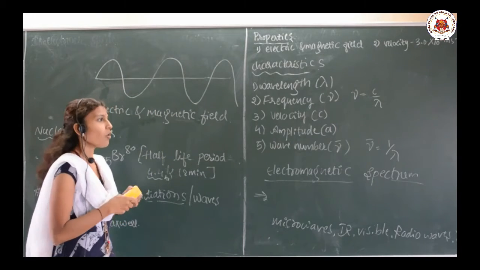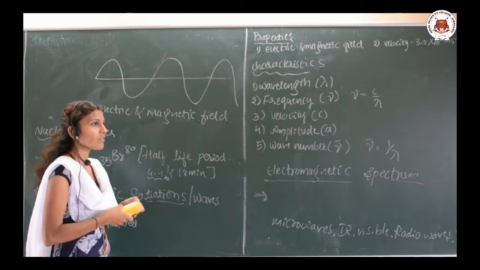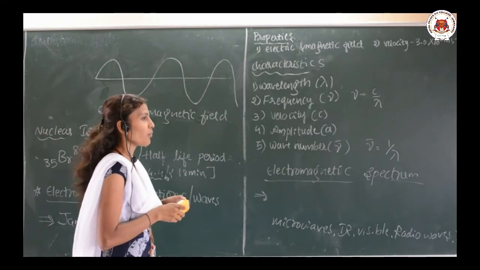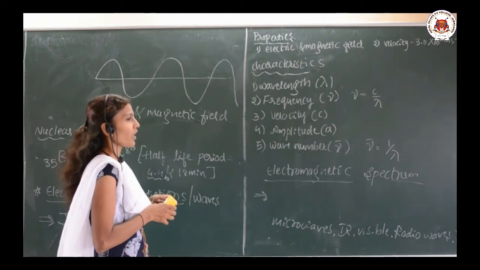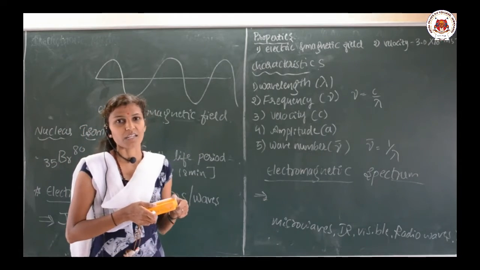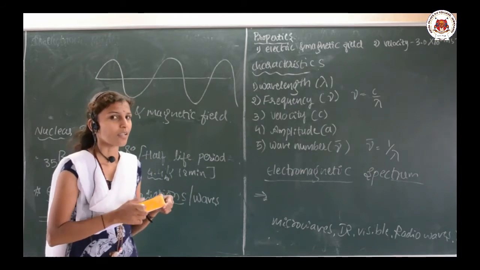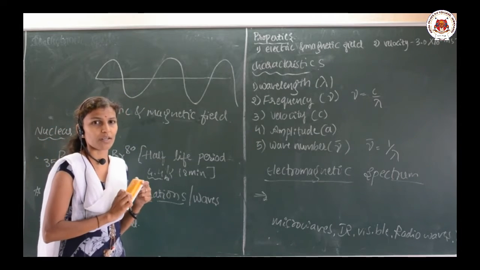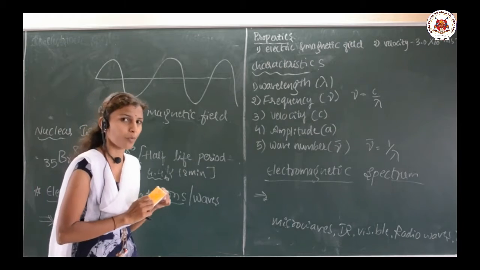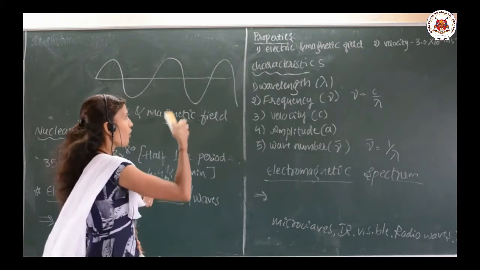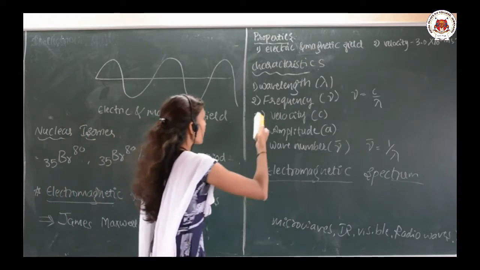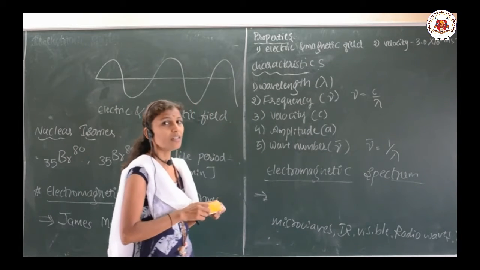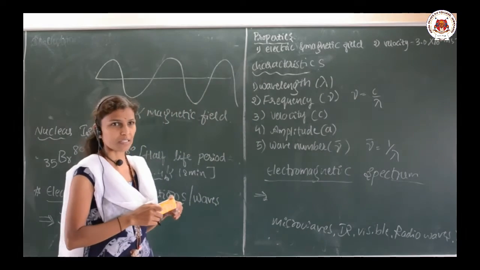And the second one, all the electromagnetic radiations move with the same velocity, that is equal to 3.0 into 10 to the power 8 meter per second, that is similar to the velocity of the light. And these electromagnetic radiations do not require any material media for the propagation. Clear? So, all these are the properties. Next, let us go for the characteristics of the electromagnetic waves or electromagnetic radiation.